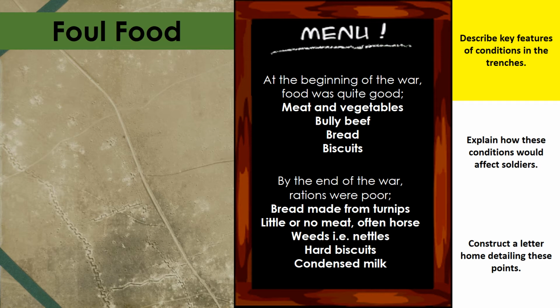So rations were quite poor. You had bread made from turnips, you had little to no meat. Often horses were actually killed and used to provide soldiers with meat. You actually had weeds, so soldiers were fed things like nettles. You had hard biscuits and condensed milk as well.